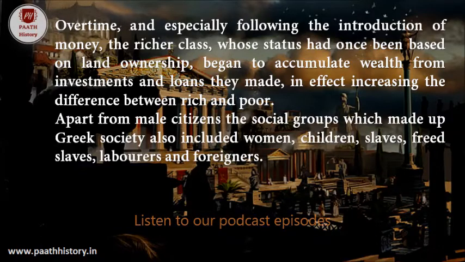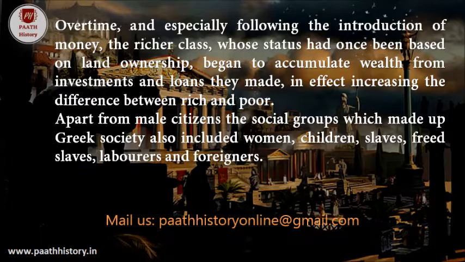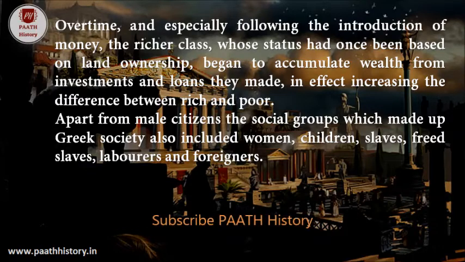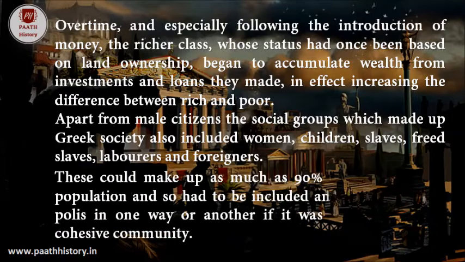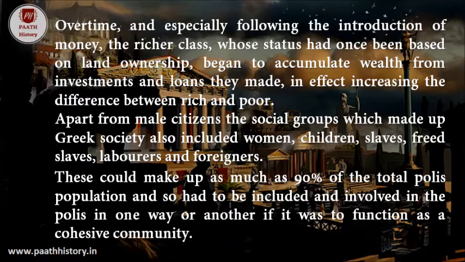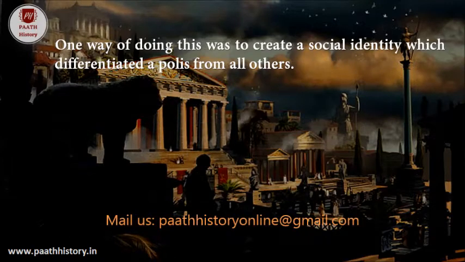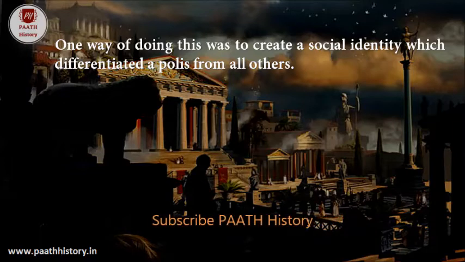Apart from male citizens, the social groups which made up Greek society also included women, children, slaves, freed slaves, laborers, and foreigners. These could make up as much as 90% of the total polis population, and so had to be included and involved in the polis in one way or another if it was to function as a cohesive community. One way of doing this was to create a social identity which differentiated a polis from all others.